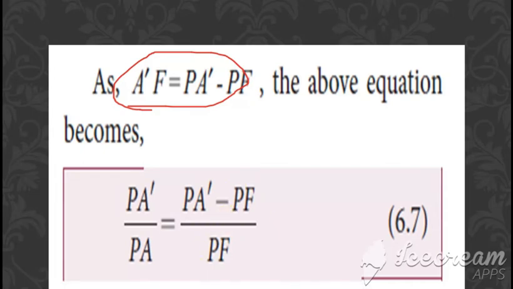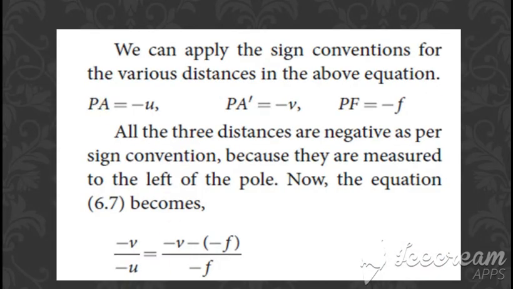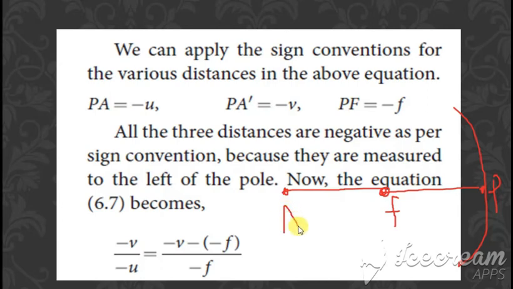That gives us this equation. Then instead of PA, it is U. As I told you already, this is the point P, here we have the value of F, here we have the value of A, and at this point we have the value of A dash. All these points are to the left of the pole, so all of them will be negative.